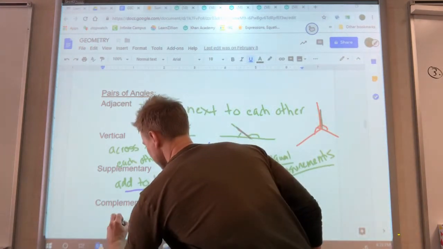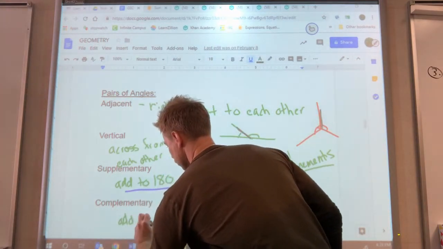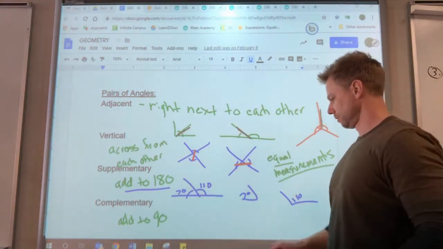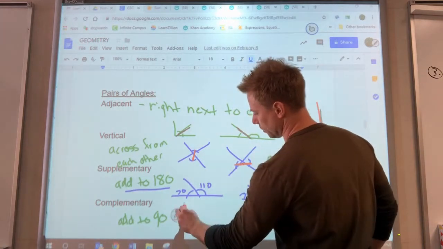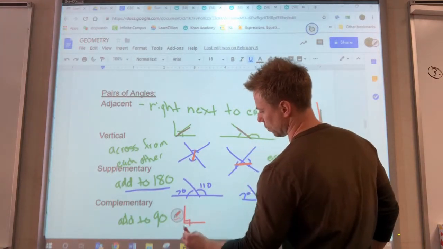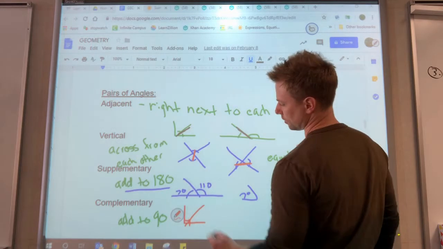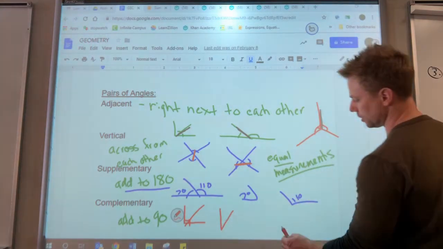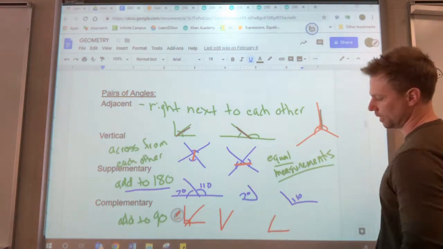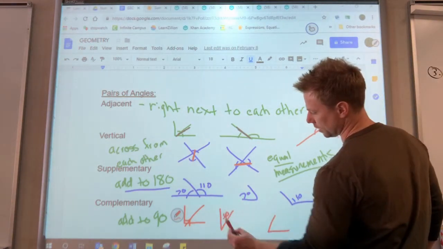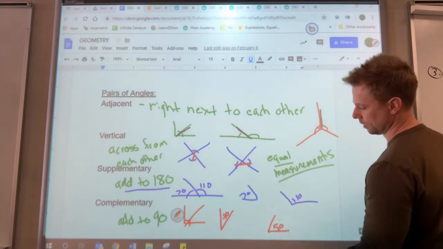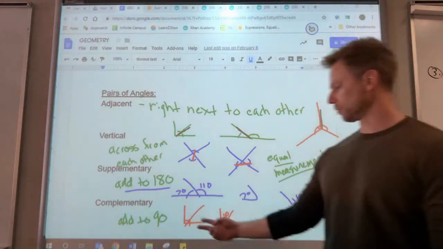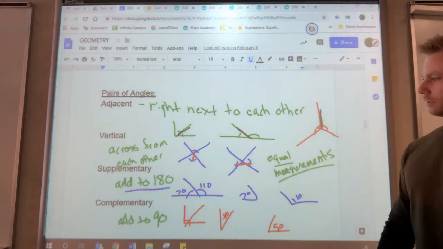Complementary then, add to 90 degrees. A 90-degree angle looks like the corner of a box. But again, they don't have to be right next to each other. They don't have to be adjacent. They could be separated, but if this is 40 and this is 50, if they add up to 90, they're still going to be complementary. Okay, could be next to each other, could be separated.